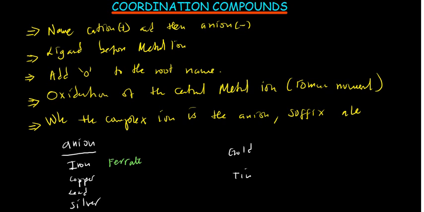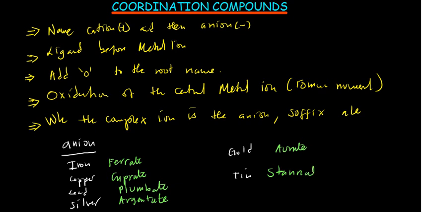For copper also, we use the Latin name, that is cuprate. For lead, we also use plumbate. For silver, we use argentate. And for gold, we use aurate. And then for tin, we use stannate. So whenever we see these compounds acting as anions, they are negatively charged. Those are the names that we are going to give to them.